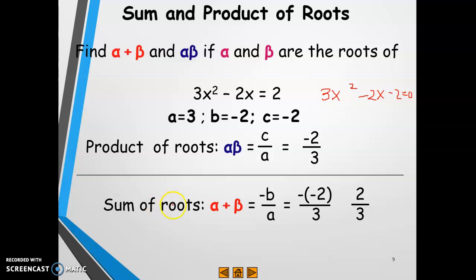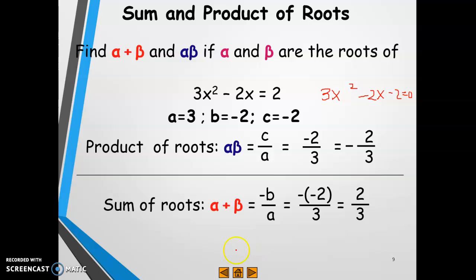So for the sum, we have negative B over A. Our B is negative 2, right? So negative times the negative 2 over 3. So this becomes positive 2 over 3. And in the product, we have negative 2/3. So your sum is 2/3, your product is negative 2/3. Okay, only the sign matters. Okay.